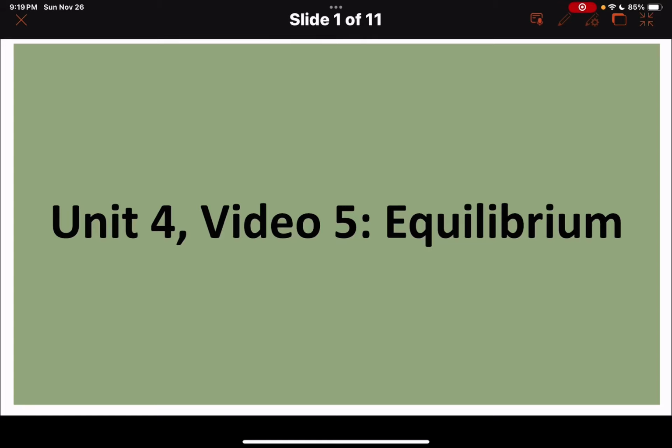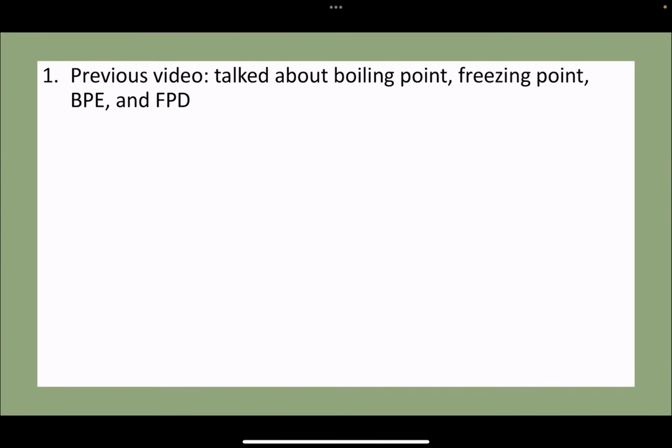In the previous video, we talked about colligative properties. We discussed how adding a solute changes the properties of a solution, and we specifically took a closer look at boiling point elevation and freezing point depression. Today, we're going to try and accomplish two things.